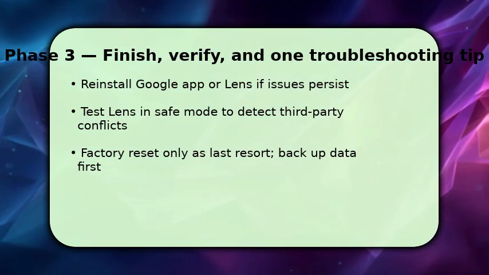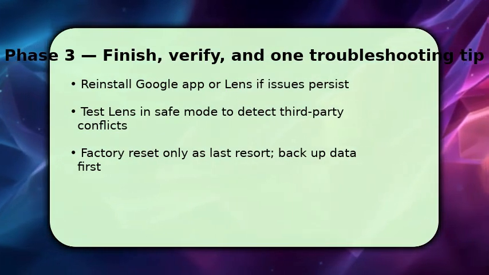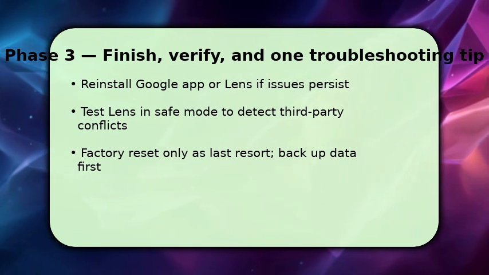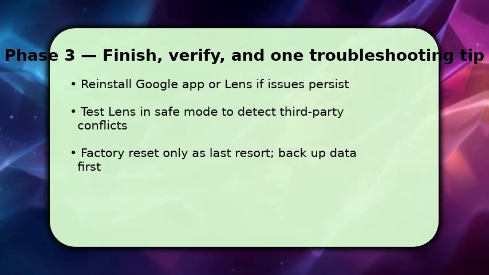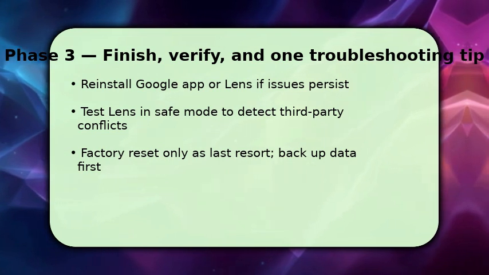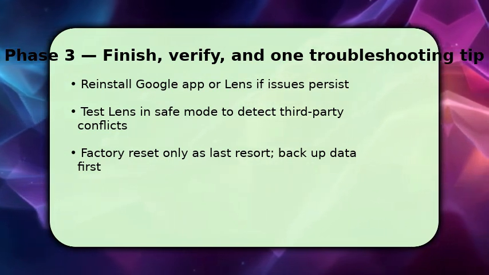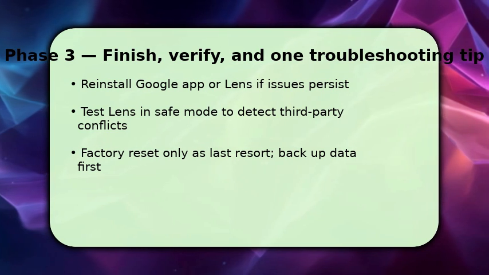If Lens still fails, uninstall updates or reinstall the Google app so a fresh binary replaces a broken install. You can boot into safe mode to test Lens without third-party apps interfering. If it works there, remove recently installed apps.